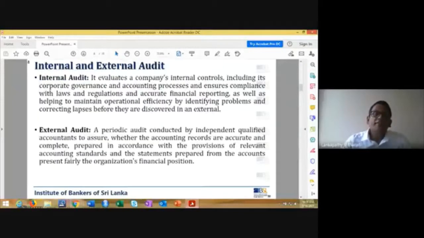Okay, then I will move on to the other topic, which is internal and external audit, which everybody may know. If you all work in a bank or financial institution, you may know internal and external audit. But why are we studying it? In the past papers there are questions about the comparison of internal and external audit.